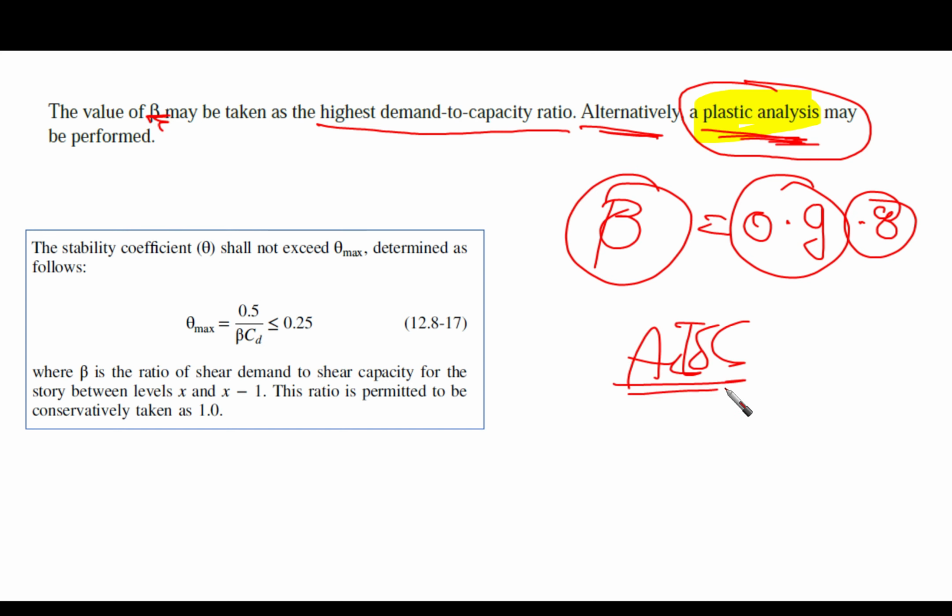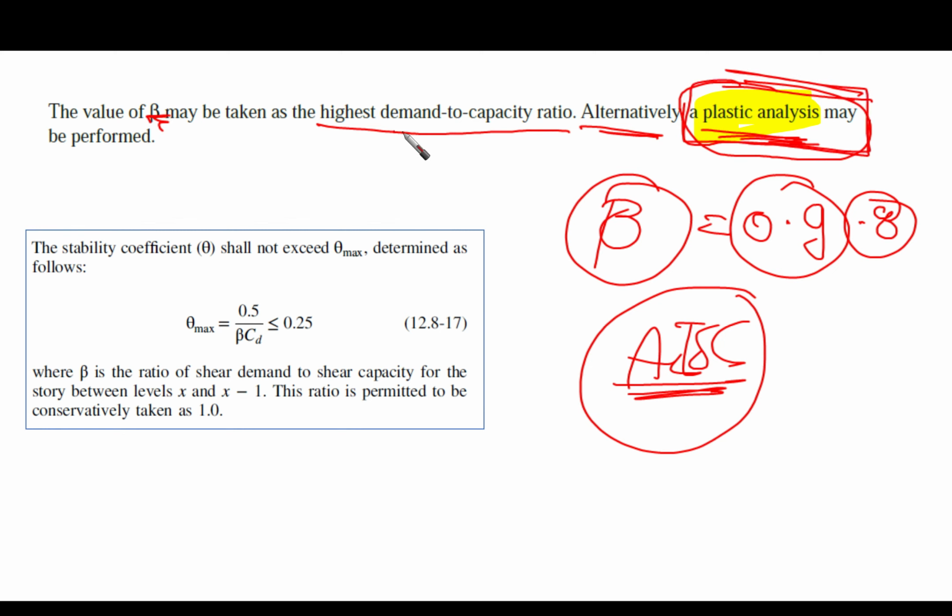I'm going to maybe explain about it in the next video, how to obtain this beta based on this method. It's only for moment resisting frame, so we cannot apply it for braced frames or shear walls. We cannot do it. And the plastic analysis can be used in this case if you want to be sure exactly how much the capacity or the demand to capacity ratio is, in order to apply it in equation 12.8-17.